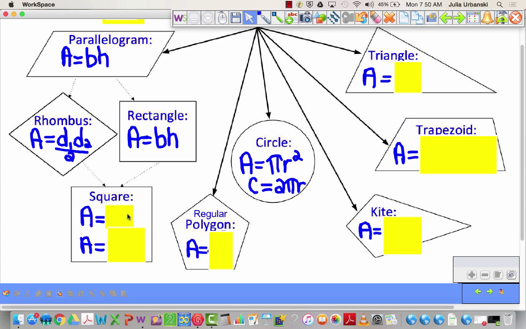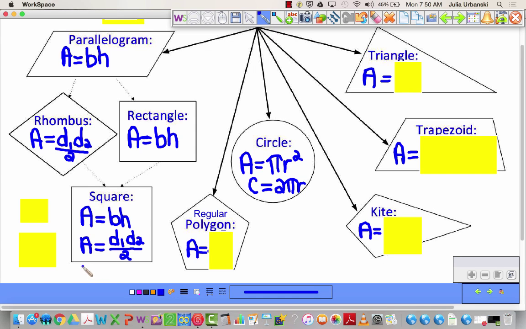The square. Square has 2 possible answers now because the square is a combination of the rhombus and the rectangle. So what would it be for square? Base times height, good. It could also be diagonal 1 times diagonal 2. And squares are also special because all the sides are the same. So if you said the base times height, that is the exact same thing as saying one side, that is an S, not a 5. One side squared. Sometimes you'll see it that way because all 4 sides are the same.